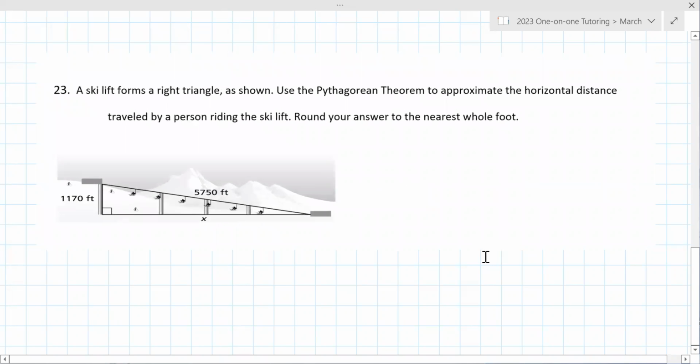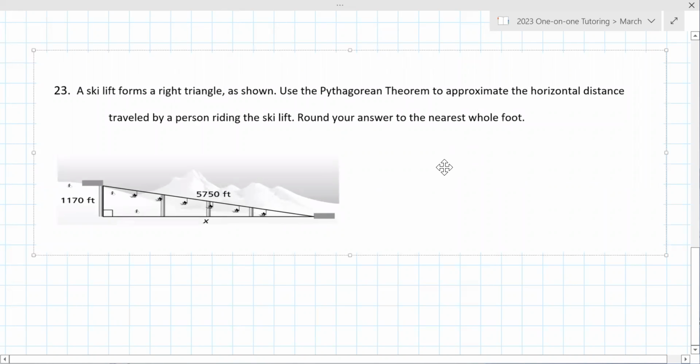Have you been skiing before? No. Have you ever been on a ski lift? No. No, okay, okay. All right.